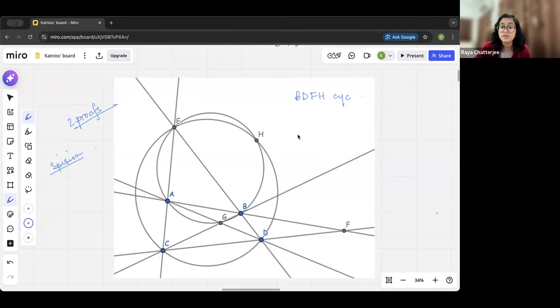So H is the spiral similarity center. H is the center of the spiral similarity that sends A to C and B to D, right? Because we are taking AC intersection BD and then we are drawing the circumcircles. Does this make sense?